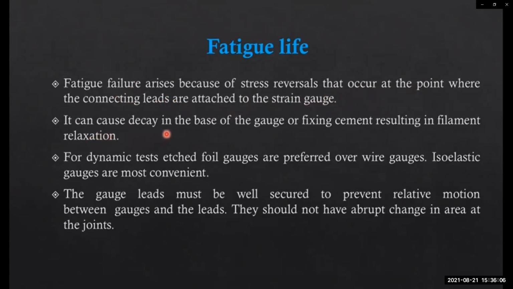It can cause decay in the base of gauge or fixing cement, resulting in filament relaxation. For dynamic test, etched foil gauges are preferred over wire gauges. Isoelastic gauges are most convenient in these situations, and the gauge lead must be well secured to prevent relative motion between gauge and leads. They should not have abrupt change in area at that joint. So we already know about the leads, because leads are also important in our strain gauge factor.